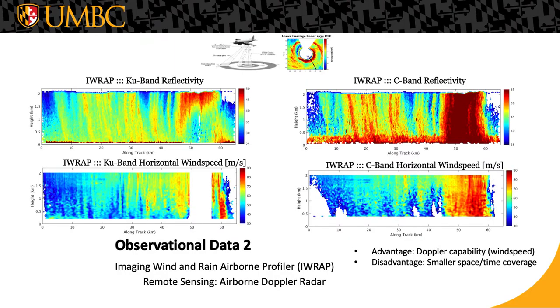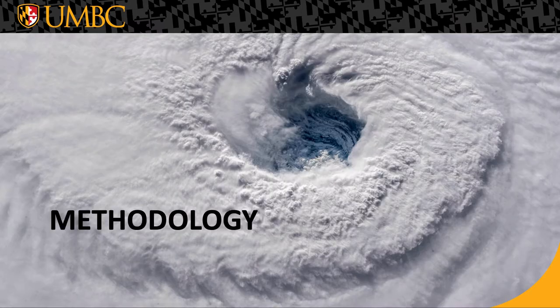It's not really important, but the KU band is higher frequency, so the signal is attenuated more in the eye wall, but C band comes into play, has a lower frequency advantage, so you get a fuller picture with the KU band and the C band, but we'll skip that.